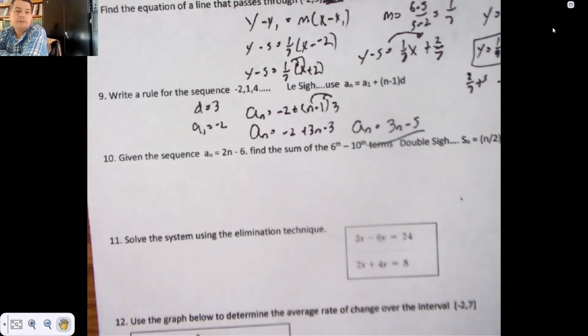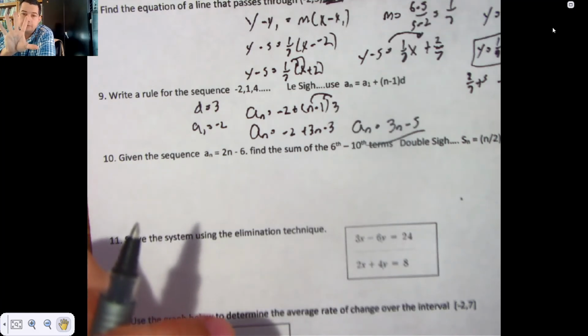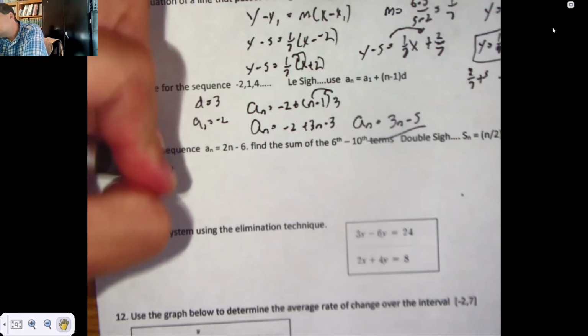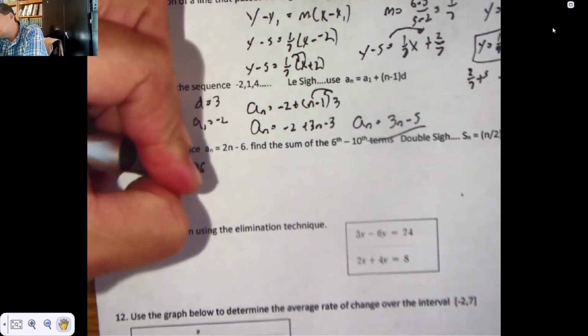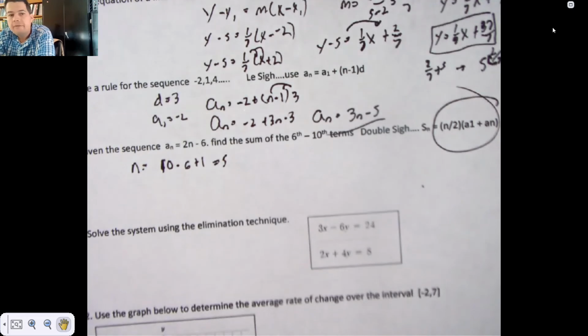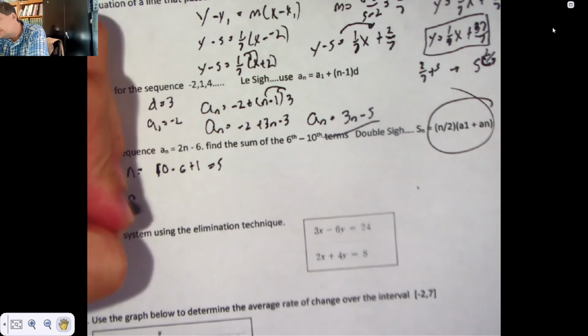All right, given this sequence that a sub n is 2n minus 6, find the sum of the 6th through 10th terms. I don't know how many times I've been over this with you, but for 6 through 10, you just use your fingers. 6, 7, 8, 9, 10. 5 terms. There's 5 terms. So what you can also do is you can do 10 minus 6 and add 1 back, but there's 5 of them. The formula is given everywhere you see n. You are a 5. Well, with the exception of a sub n, you're finding the sum of 5 terms.